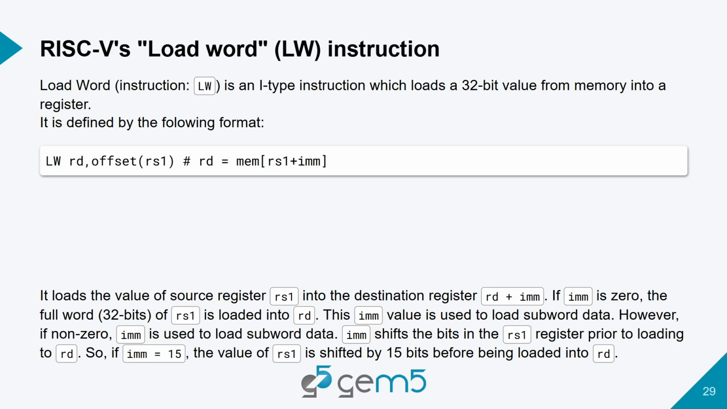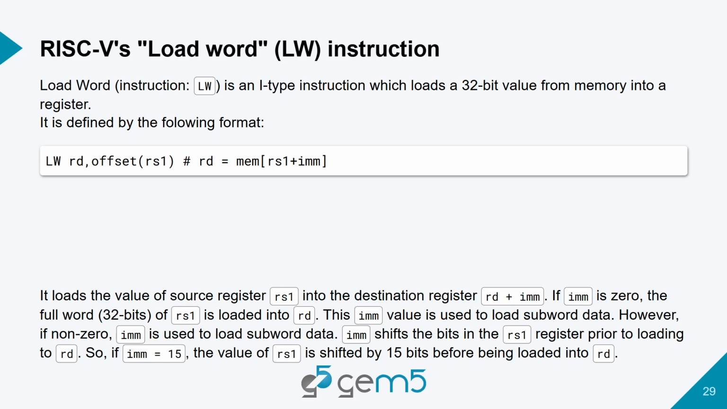It loads the value of source register 1 into the destination register, RD plus M. If M is 0, the full word, 32 bits of RS1, is loaded into the destination register. If the immediate value is used, we do a subword load. This gets a bit more complicated, and it doesn't really matter for the sake of our example. But the IMM is used to load the subword. IMM shifts the bits of source register 1 prior to loading to RD. So if it's 15, the value of RS1 is shifted by 15 bits before being loaded into the destination.